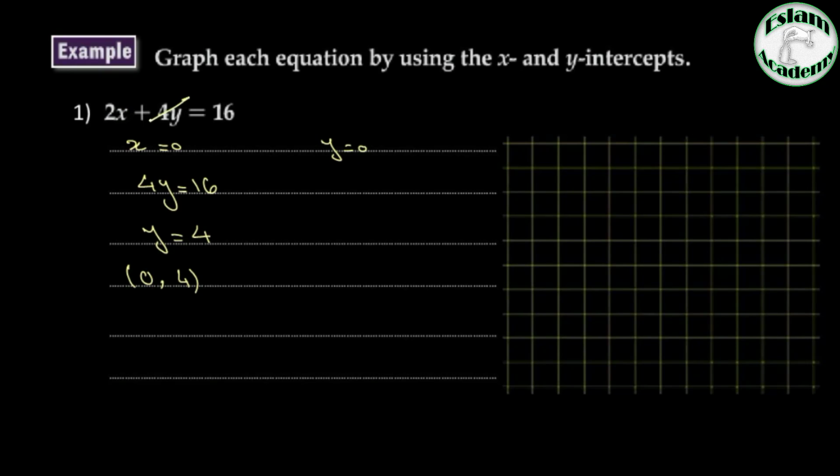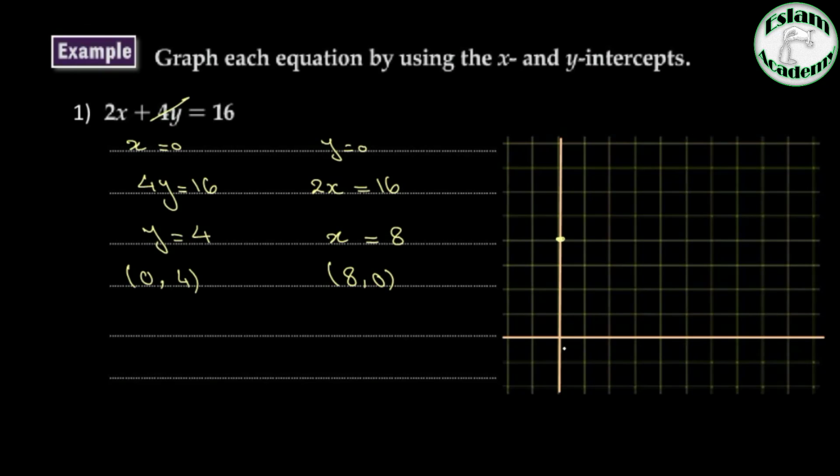Now if y equals 0, we cancel y, it means 2x is equal to 16 divided by 2, it means x is equal to 8. So the ordered pair now will be (8, 0). So that's the first point, (0, 4), and that's the second point, (8, 0). Then we can draw the line.